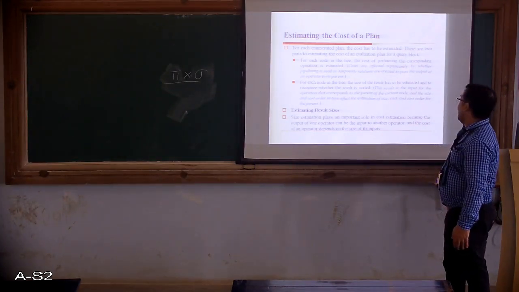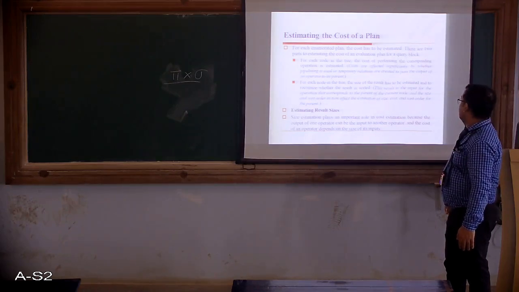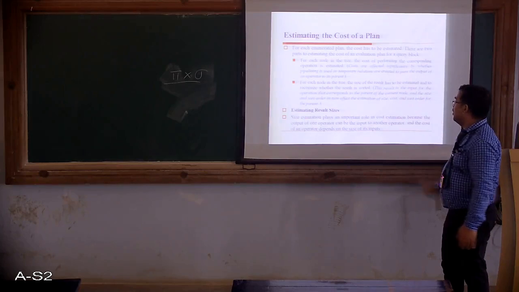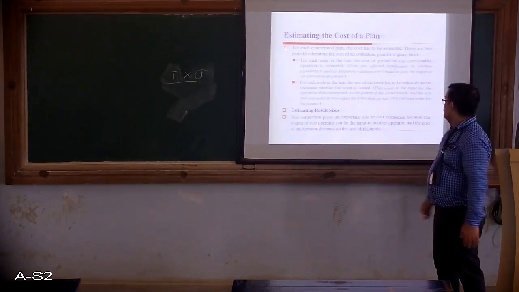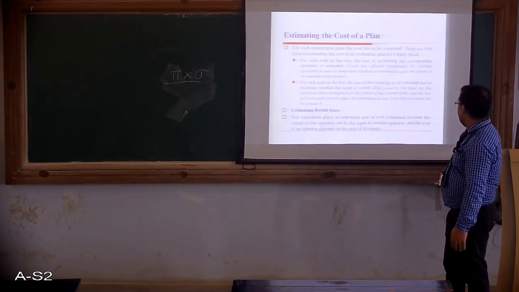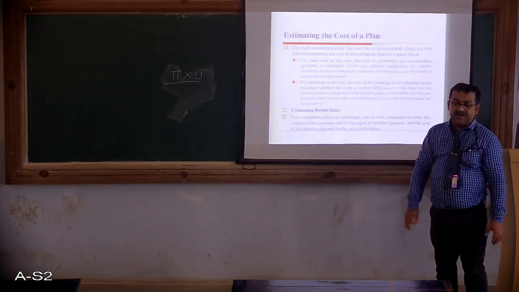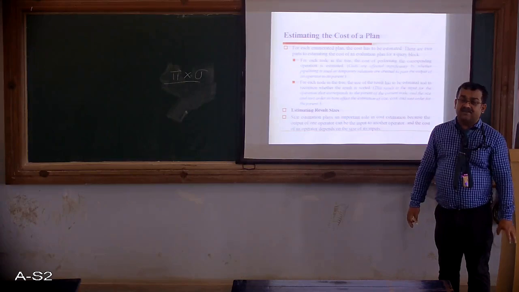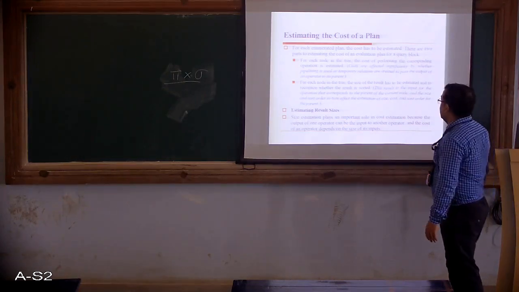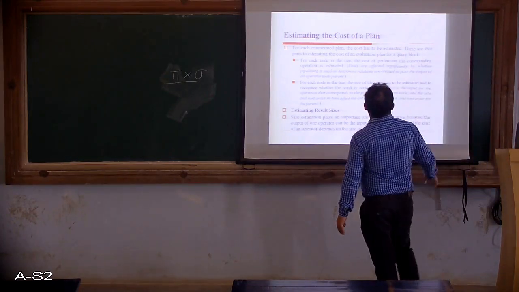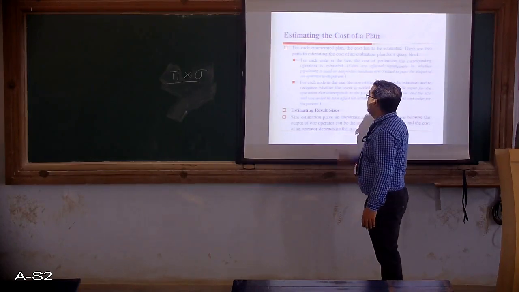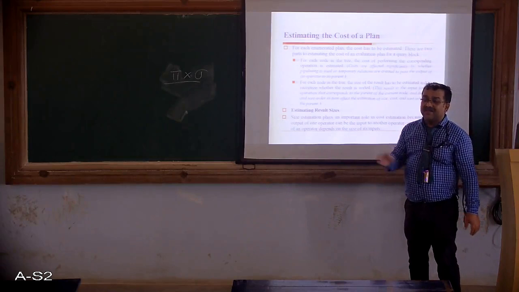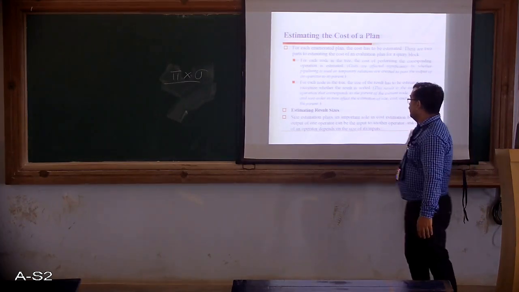Not only the size, but also the cost of the operation, which is the earlier part, and also the sort order of the tuples, because the sorting operation will also have some cost. So basically there are two parts. One is the cost of performing the operation, and another is the result size.